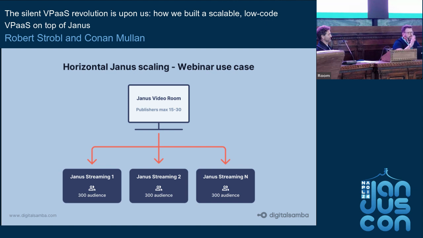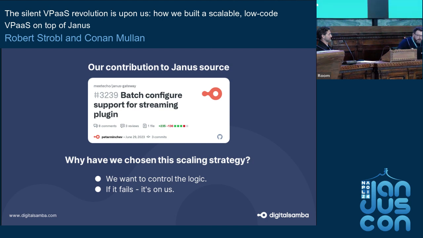We can keep pushing this number up and up, because the underlying technology from Janus allows us to do things like that. The way we use it is very simple. Again, we have the video room plugin, and then we have streaming room plugins, and we mount the publishers' streams on this streaming plugin RTP forward. We can go to hundreds of these streaming plugin servers to support very, very large webinar type events.